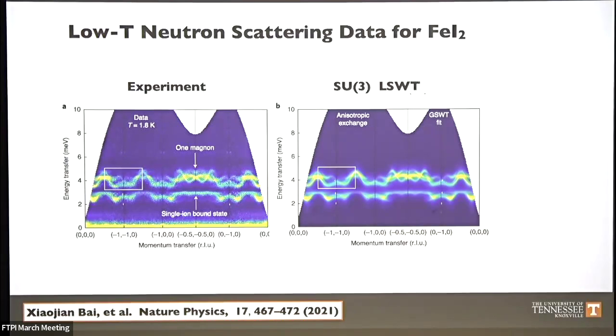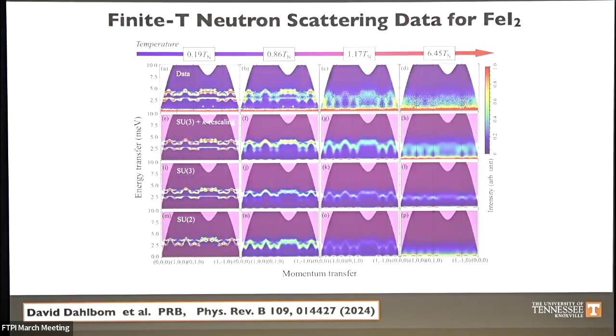Now that is for the linear dynamics that is relevant at low temperatures, but if you want to understand the full temperature evolution of the data, then you can go back to this Landau-Lifshitz dynamics with SU3 coherent states. And actually you can give a very good, quantitative description of the full temperature dependence. And of course, the dynamics becomes nonlinear in this region, so it's not enough to simply do the RPA or the linear spin wave theory.